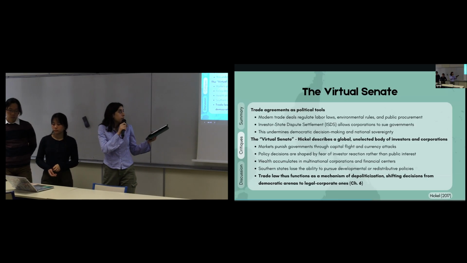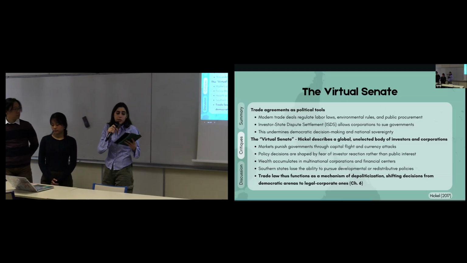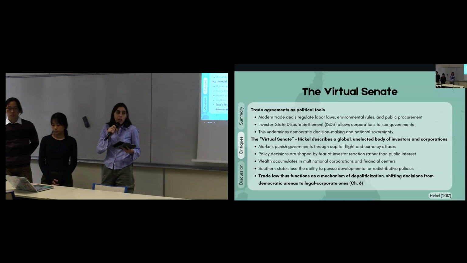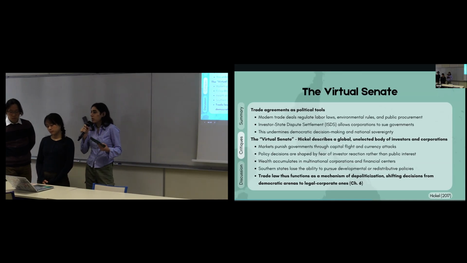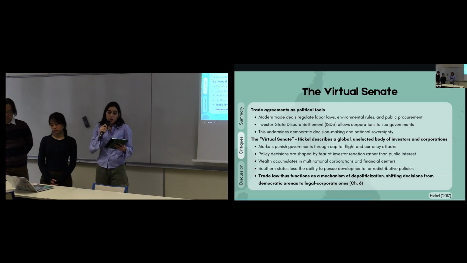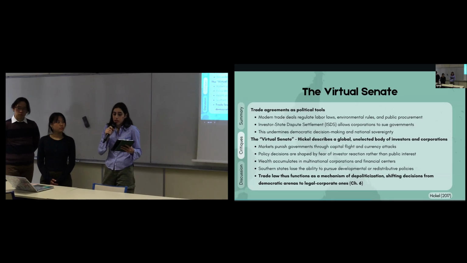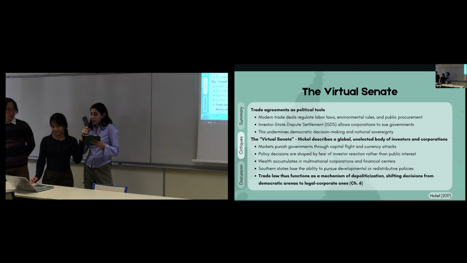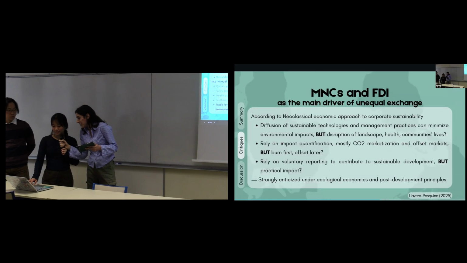And in the center of this would be the investor-state dispute settlement, which allows corporations to sue governments for regulations that threaten expected profits. And Ecole calls this the virtual Senate because it's a global unelected body of investors and corporations that basically disciplines governments through, for example, capital flight, currency attacks, and credit downgrades. And Katie is going to talk more on how this concentrates wealth in multinational corporations.